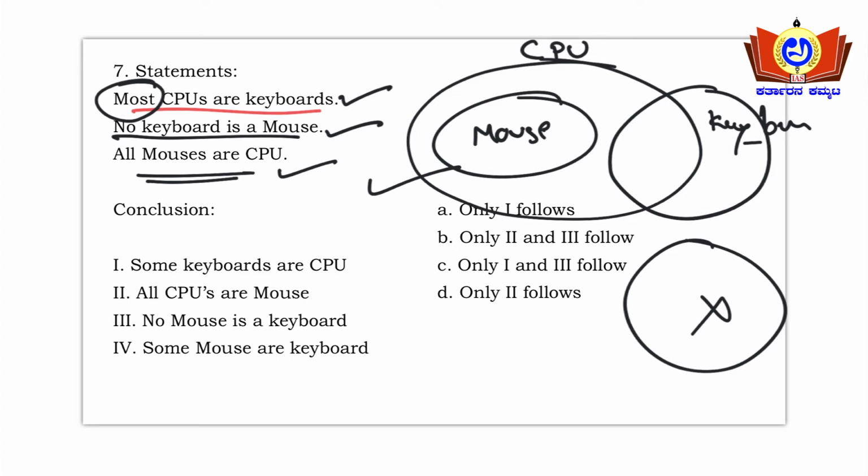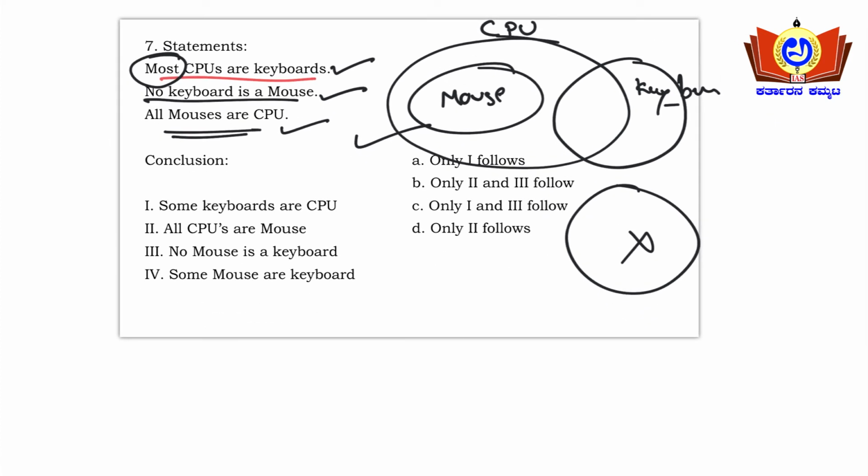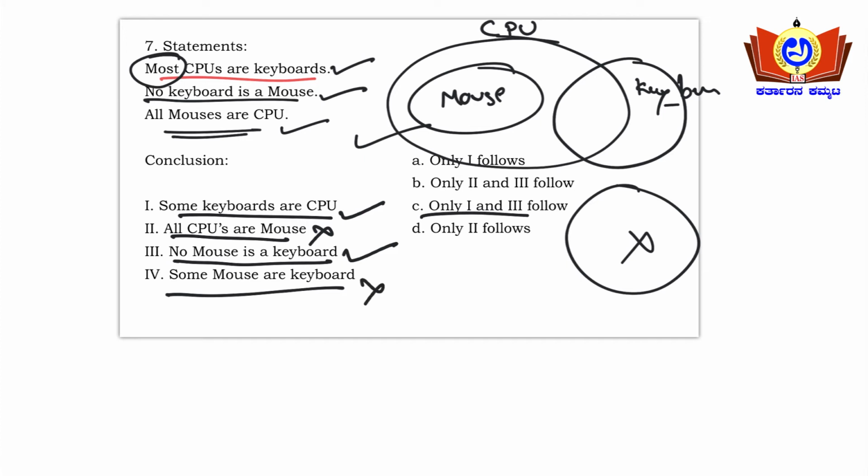So the conclusion says some keyboards are CPUs. Yes, that is true, a valid conclusion, my dear friends. All CPUs are mouses? No, this is wrong. No mouse is a keyboard? This also holds good. Some mouses are keyboards? No, this doesn't hold good. Hence 1 and 3 follow. Option C is the right answer, my dear friends.